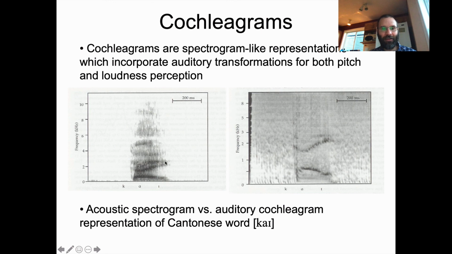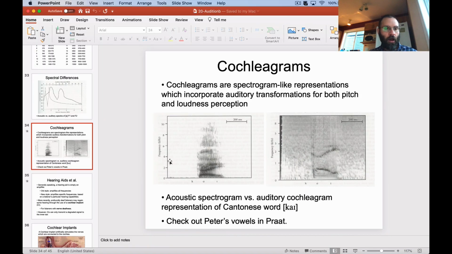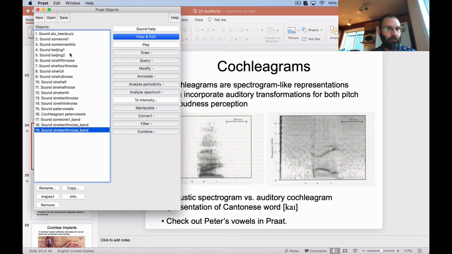But this is our I diphthong here after a K release burst at the beginning. And we can look at this in cochleagram view, and we can see the same curves of the first two formants. But you'll notice that F1 is a lot higher than we're normally used to looking at it. There's a lot more space here to see what F1 is going to do compared to a normal spectrogram. So I will show you how to make one of those really quickly.